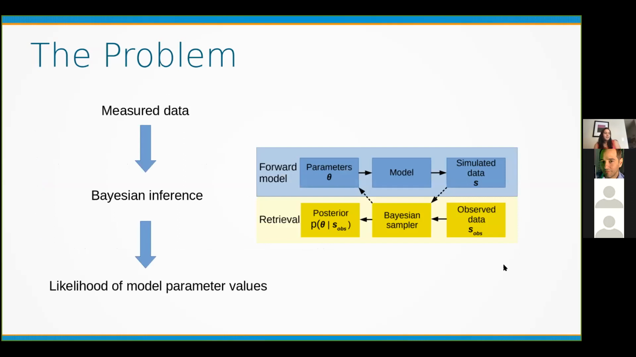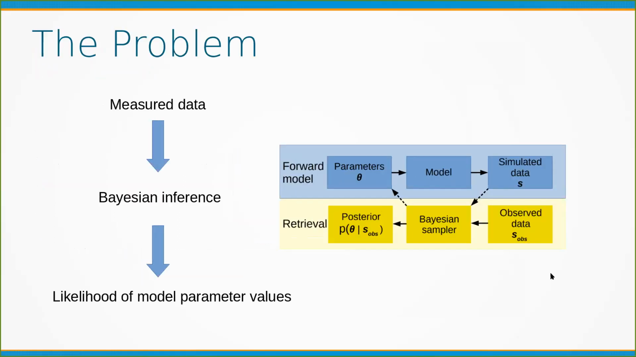So a broad overview of the problem here. You have some measured or observed data with some uncertainties. This could be an exoplanet spectrum. It could be some conditions inside of a lab apparatus.